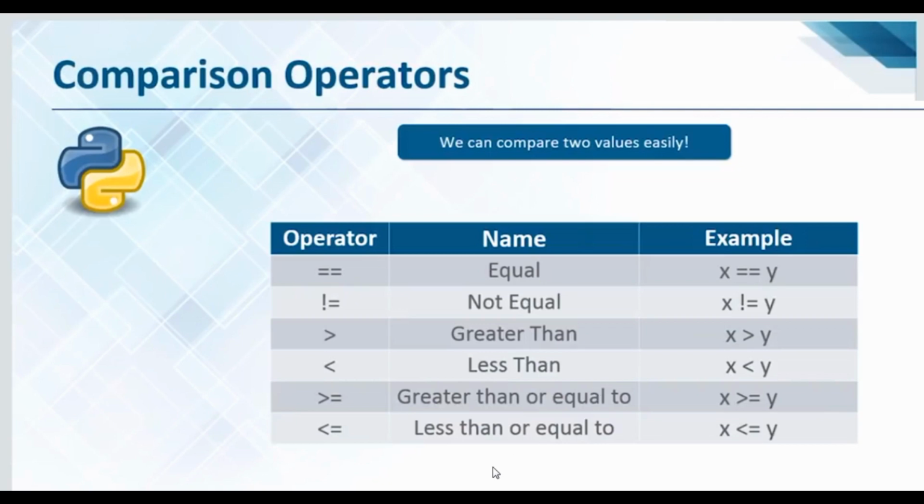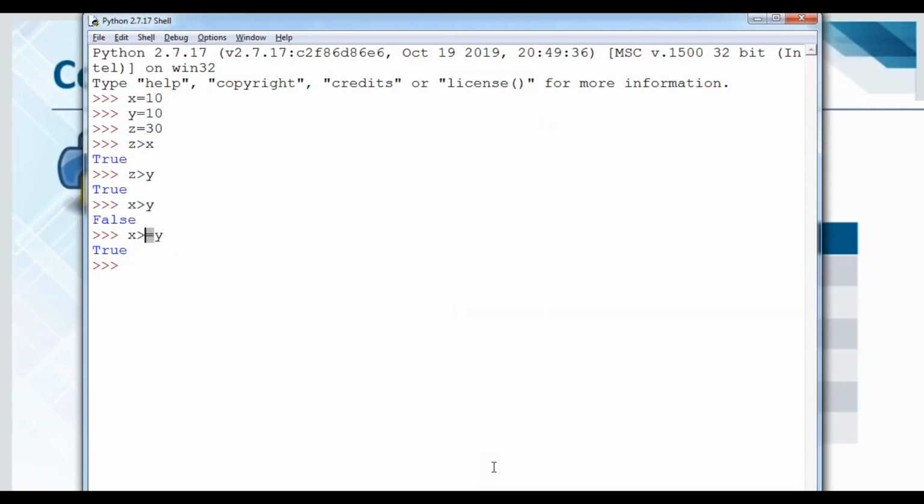Same thing, less than or equals to. So we are going to check x less or equals to y, and it will also be true because x is not less than y, but it is equal to y.